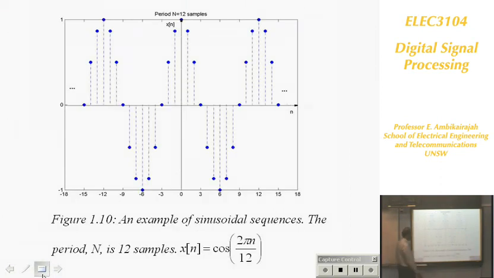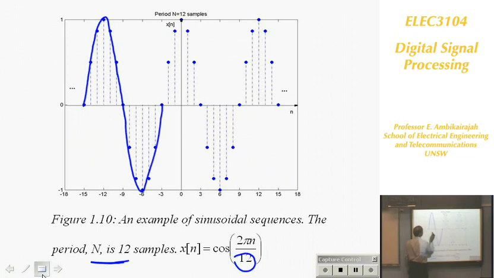Here is an example. In this case, the period n is equal to 12. So you can have 2 pi n over 12. You can see that by looking at it, or using the formula. If you draw this waveform roughly, it looks like that. We count 1, 2, 3, 4, 5, 6, 7, 8, 9, 10, 11, 12. Every 12, you don't count that one because you already counted it here. So every 12 values it is repeated.